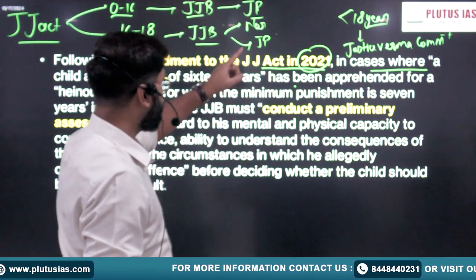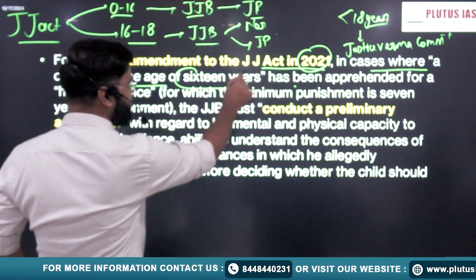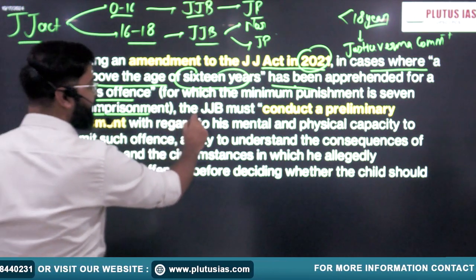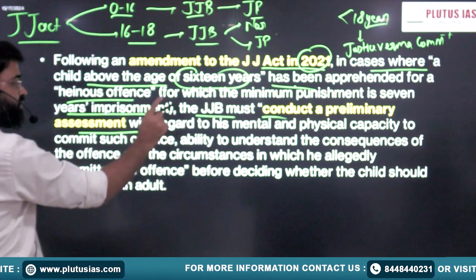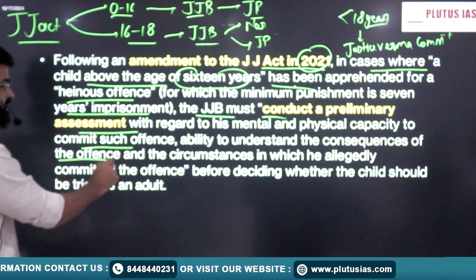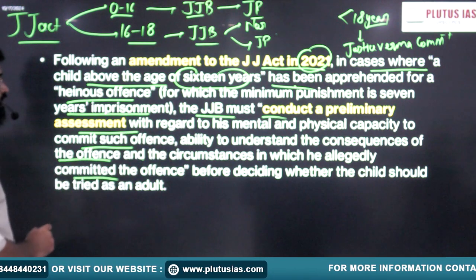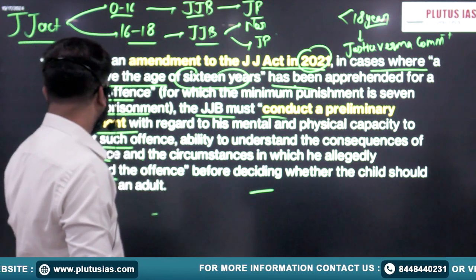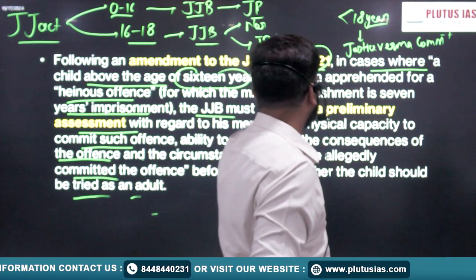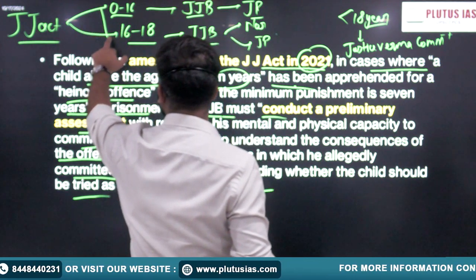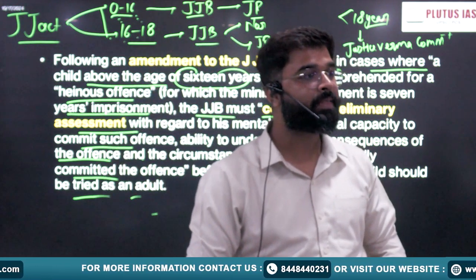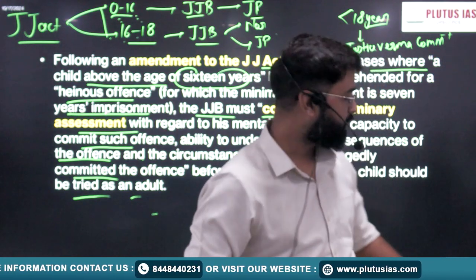Is it okay? So in the cases where a child above the age of 16 years has been apprehended for a heinous crime for which the minimum punishment is 7 years imprisonment, the Juvenile Justice Board must conduct a preliminary assessment with regard to his mental and physical capacity to commit such offense, ability to understand the consequences of the offense, and the circumstances in which he allegedly committed the offense before deciding whether the child should be tried as an adult or not. Okay with this? So after this amendment, overall children are classified into two parts: 0 to 16, and another category 16 to 18, those who are involved in some heinous crime. Okay with this?